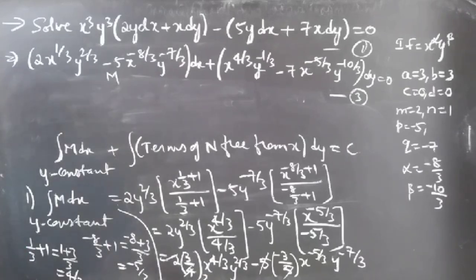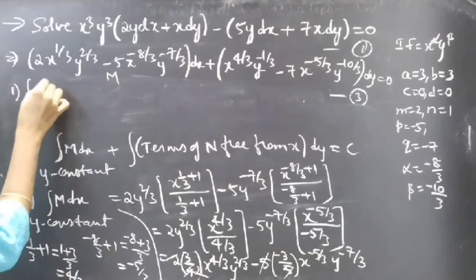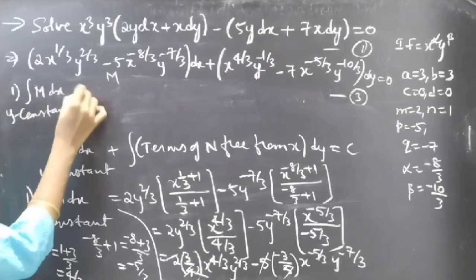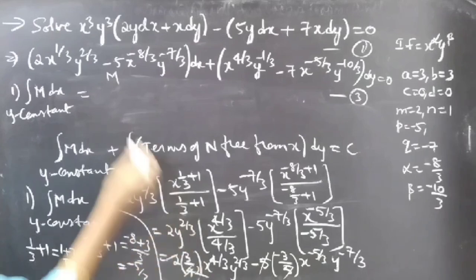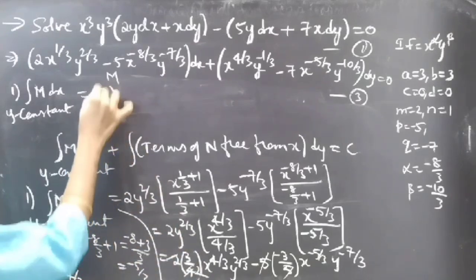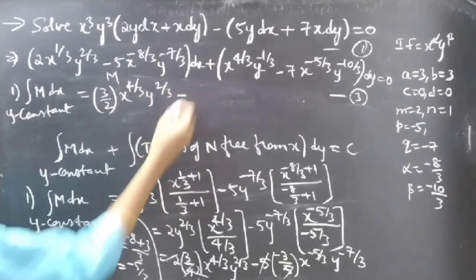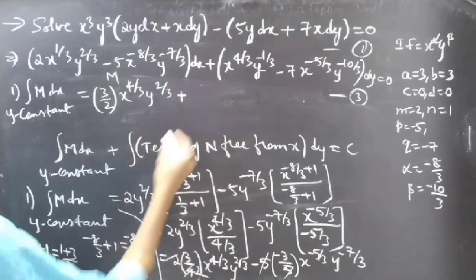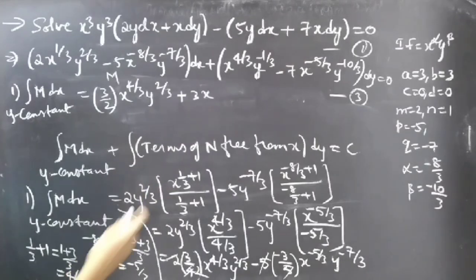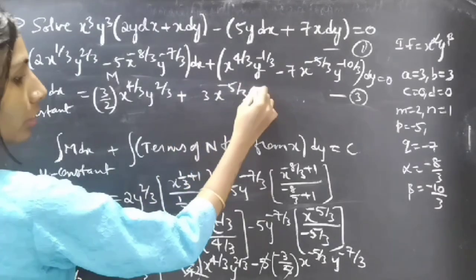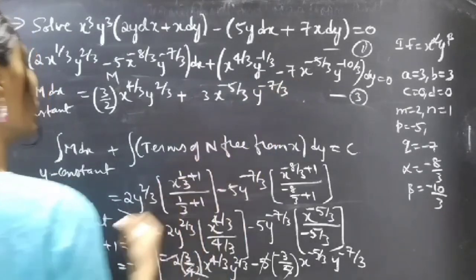This gives us, 2 2s are 4, so you will get from 1, 3 by 2 into x power 4 by 3 y power 2 by 3, minus into minus plus 3 into x to the power minus 5 by 3 y to the power minus 7 by 3.